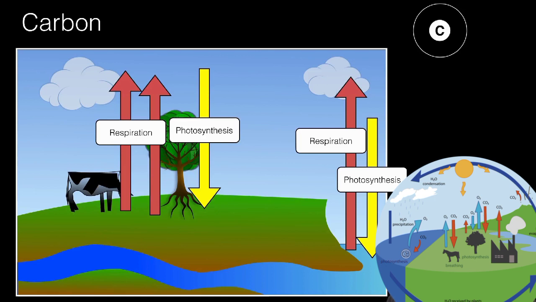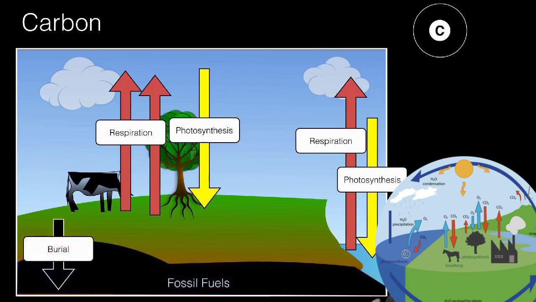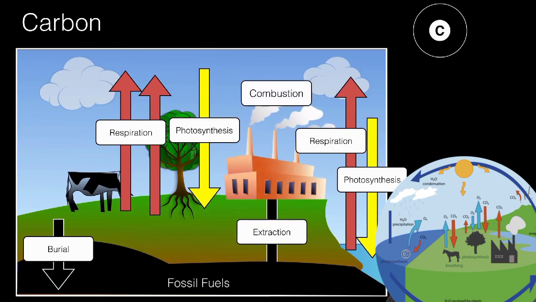Now we can also take that carbon and it can be covered by rock and we can create coal, oil, and fossil fuels. So we are storing that carbon in the rock. We can extract it by digging as well. And then we have the combustion, where factories release that carbon dioxide back into the atmosphere and the whole cycle continues again.